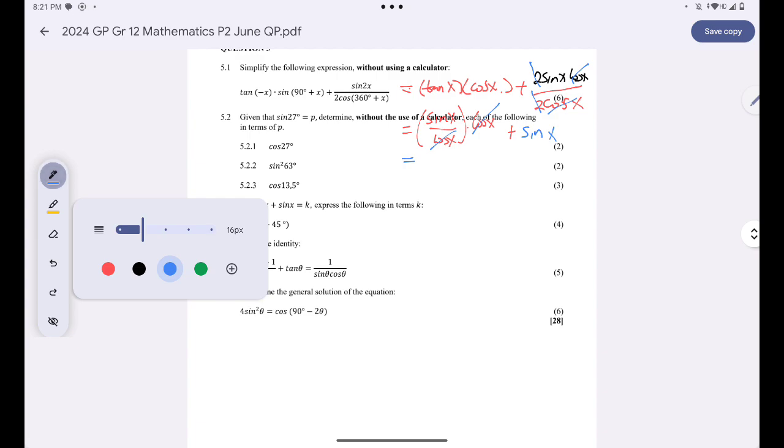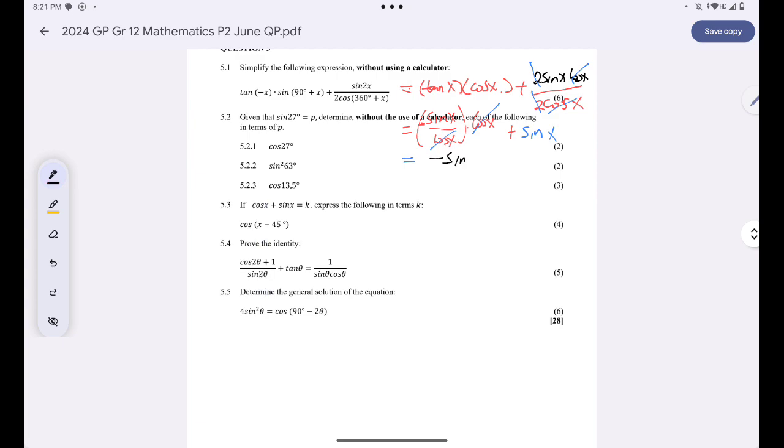Remember that this thing was negative there, it's a negative tan, so this simply means I'll have a negative sine x plus sine x, and then I'll get 0. So whenever I simplify that thing, the answer is 0.